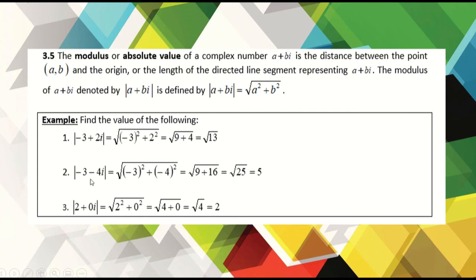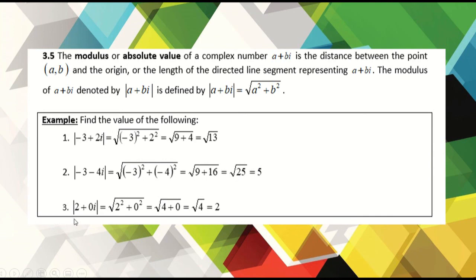Next, we have here the absolute value of negative 3 minus 4i. Let us just take the square root of the square of negative 3, then add the square of negative 4. So negative 3 squared is 9 and negative 4 squared is 16. If we square a negative number, it becomes positive anyway. So 9 plus 16, which is square root of 25, that is equal to 5.